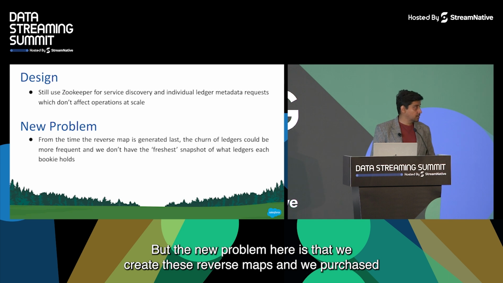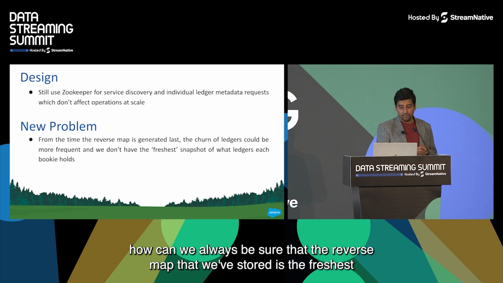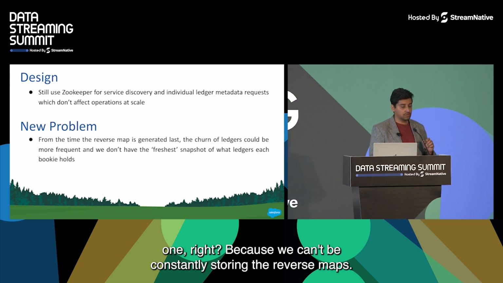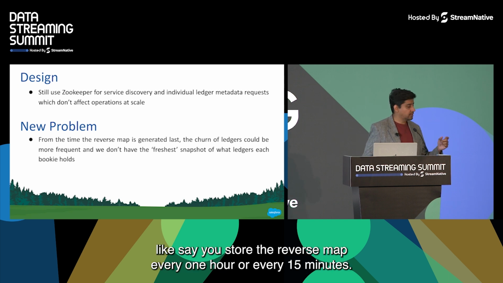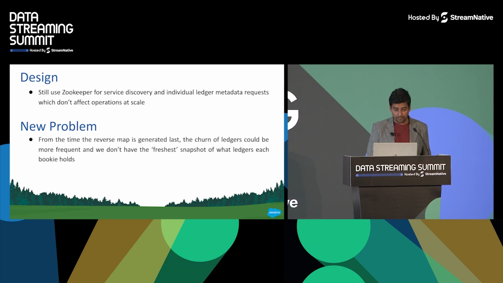But the new problem here is that we create these reverse maps and we persist them to S3. However, how can we always be sure that the reverse map that we've stored is the freshest one? Because we can't be constantly storing the reverse maps. There's that one time delta. Say you store the reverse map every hour or every 15 minutes. What happens in the delta? What if something goes wrong?